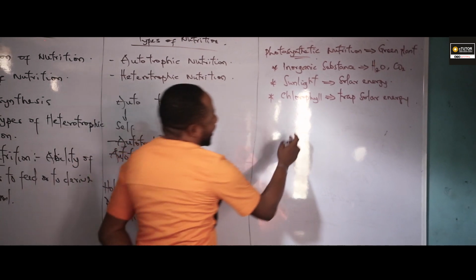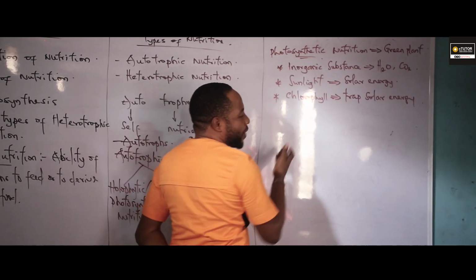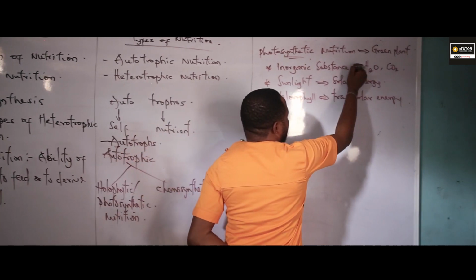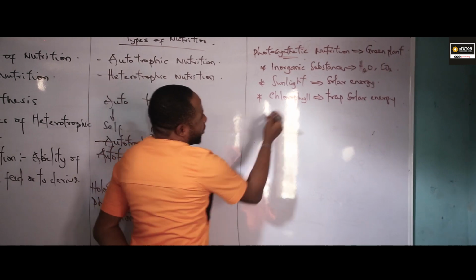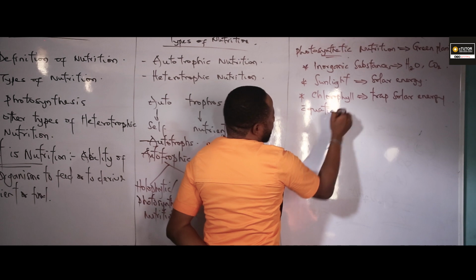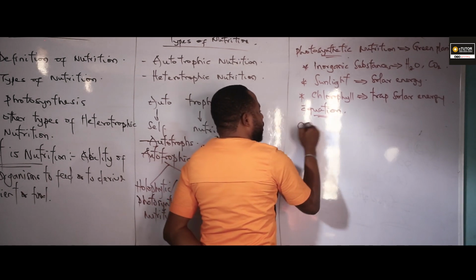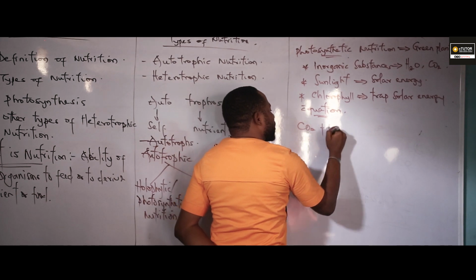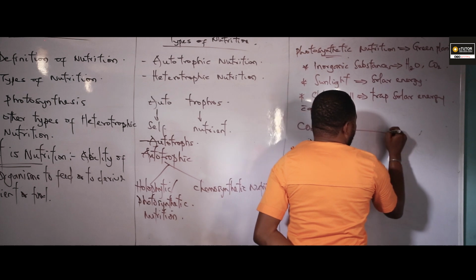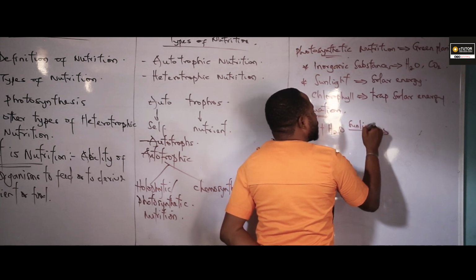So let's look at it together now. Photosynthetic nutrition, I said, is a type of nutrition in which green plants manufacture their food using inorganic substances in the presence of sunlight. So the equation for this nutrition is carbon dioxide plus water. Are you getting me now? These two combine together in the presence of sunlight.